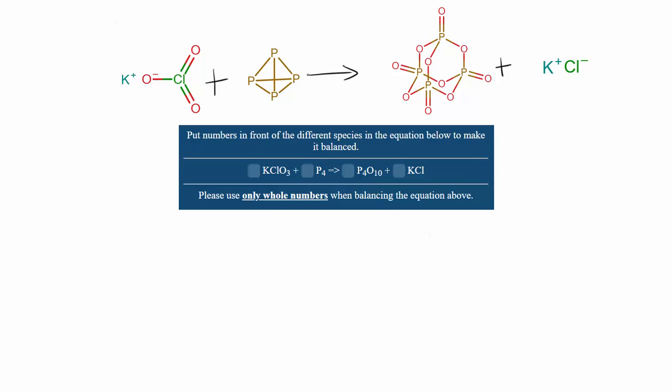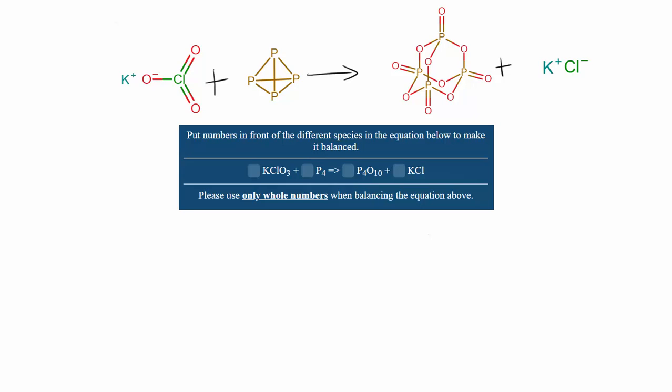Okay, so in this question, we've been asked to balance this equation. We've got potassium chlorate reacting with white phosphorus, P4, and that produces phosphorus pentachloride and KCl, potassium chloride, right? So how would I approach balancing this equation?